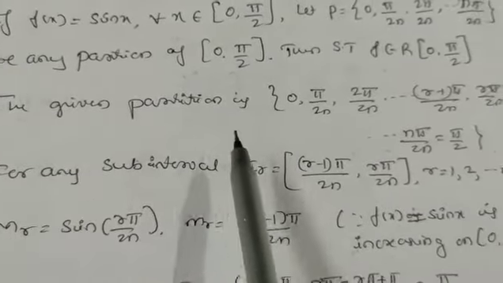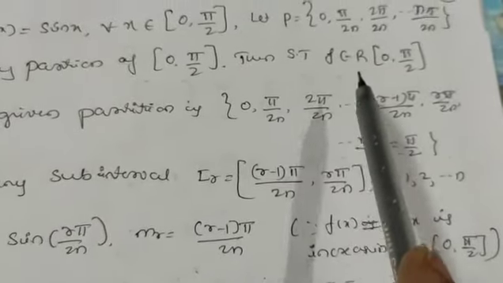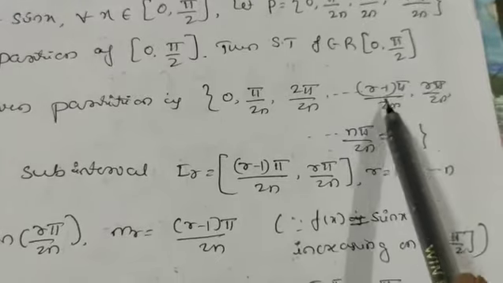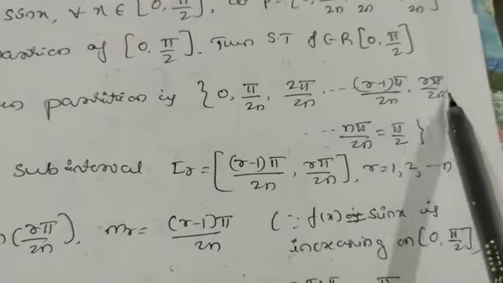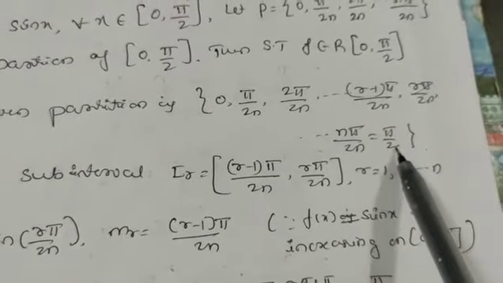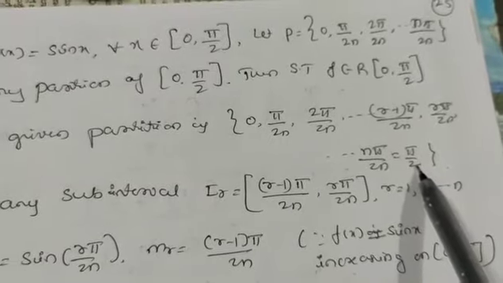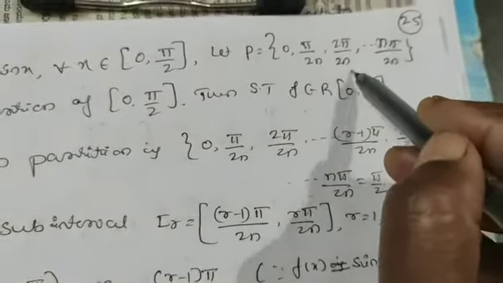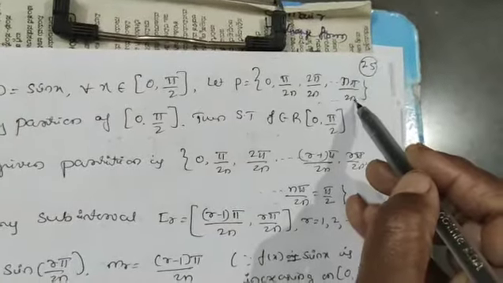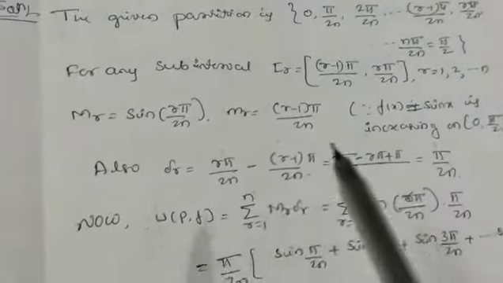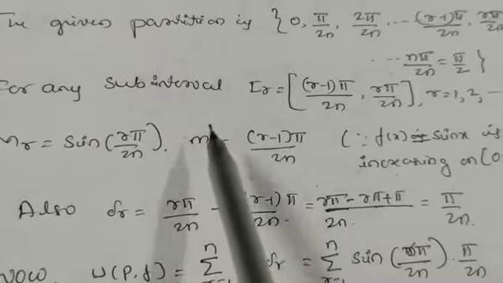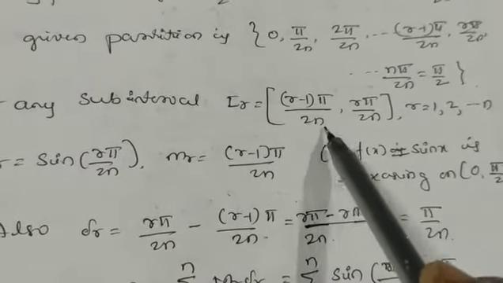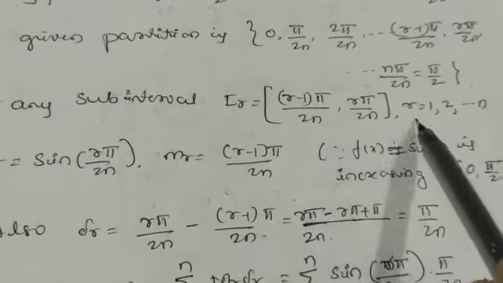So the given partition is 0, pi by 2n, 2 pi by 2n, etc., up to (r minus 1) pi by 2n, r pi by 2n, etc., up to pi by 2. The last point is pi by 2. So for any subinterval I, let us take this subinterval: (r minus 1) into pi divided by 2n, comma r pi by 2n, r equals 1 to n.